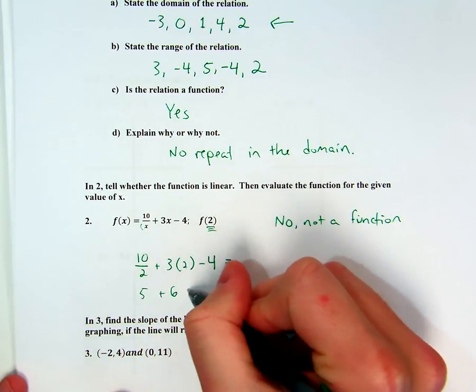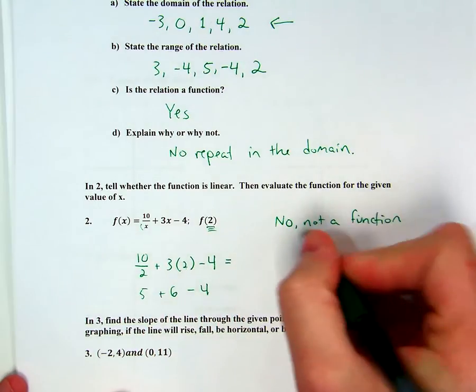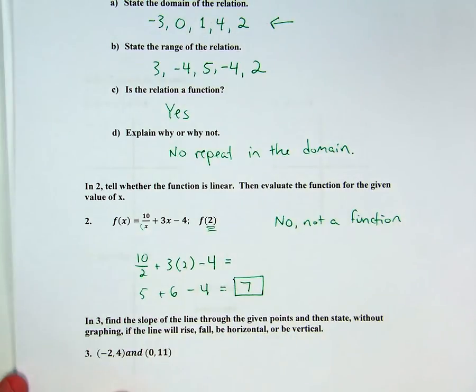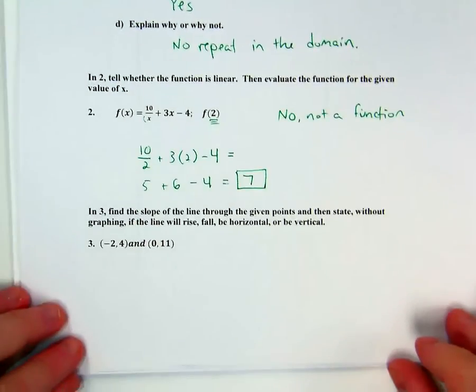3 times 2 is 6, minus 4 if you like to do it by hand. Either way, you should end up with 7, whether you did it by hand and followed order of operations or whether you punched it into a calculator and hit equals.